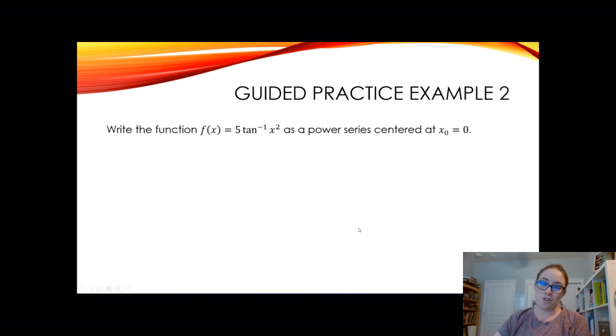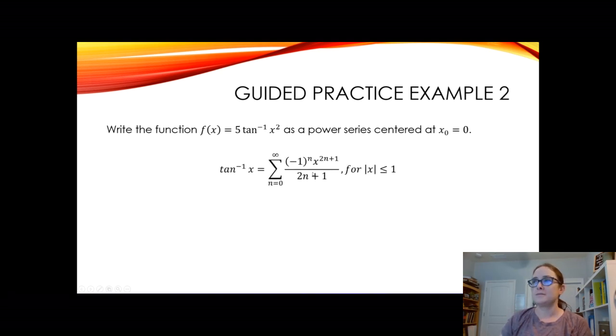And so we can use that to shortcut with variations. If you look at that common list in your notes, you'll see that there's a tangent inverse of x power series notation. And it looks something like this. Okay, and so they went through the same process we just went through in that last example to come up with this. And we're just going to use it as a shortcut for this particular one.